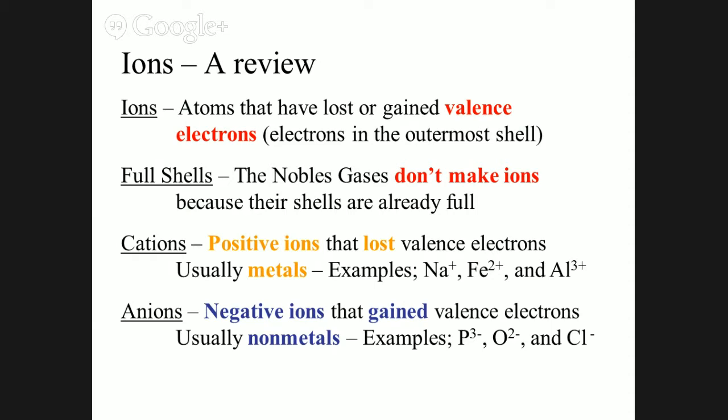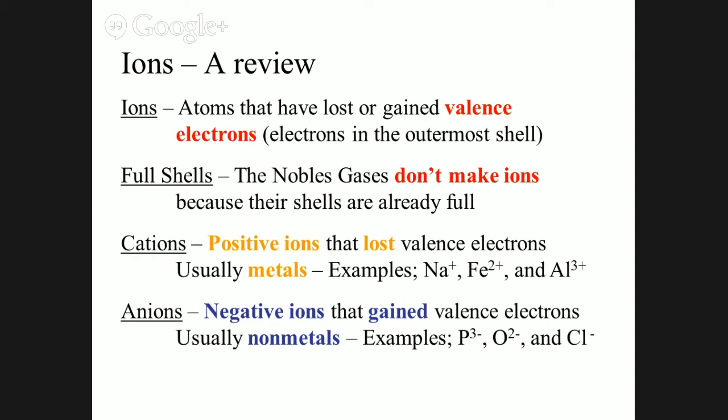Of course, we have two types of ions. We have the positive ions called cations that have lost valence electrons. These are the metals. A couple of examples are Na+, Fe2+, and aluminum 3+. Please note the positive exponent showing you that it's a positive ion and how many valence electrons they have lost.